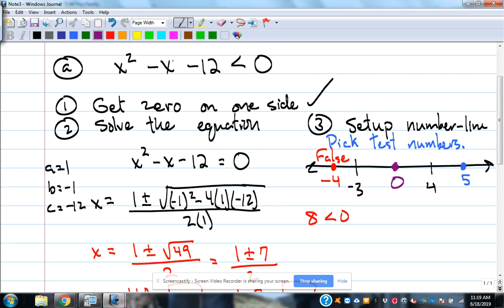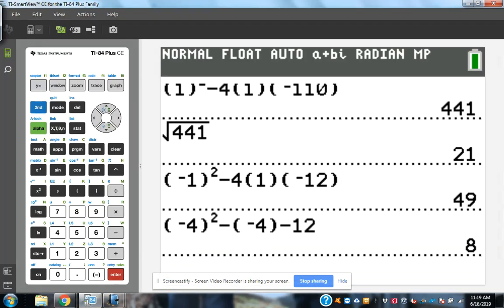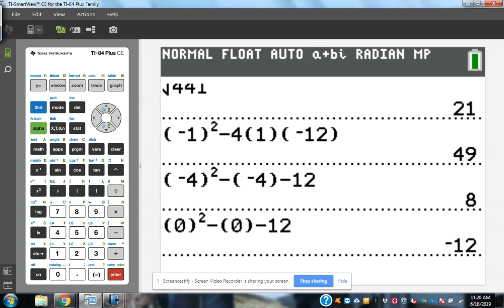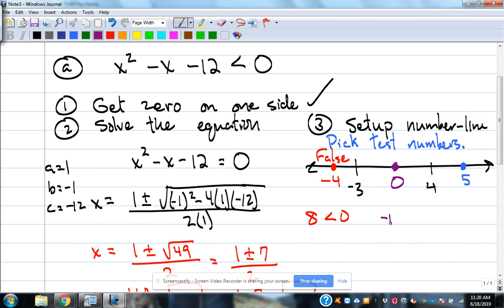Then I'm going to plug in 0 for x. I think I could do this without the calculator, but I'm going to show you it's the same process no matter what number you pick. So instead of putting in -4, I'm putting in 0 this time. I get -12. Is -12 less than 0? Yeah. So this part's true. So we know we've got answers that are between -3 and 4. Any number that's between -3 and 4 is an answer.